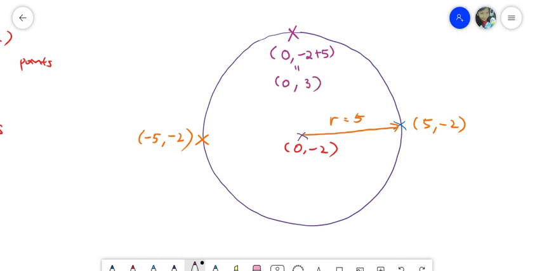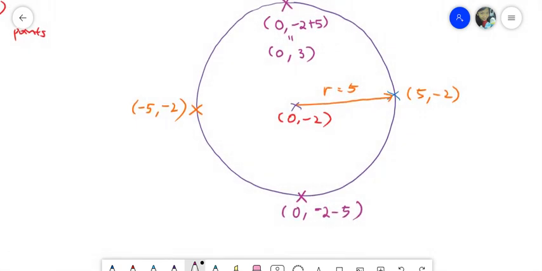If you can identify it yourself, you no need to show it, it's not a problem. You get what I mean? Like for example this point. It should be negative 2 minus 5, right? Because it's below. So negative 2 minus 5. So what you're supposed to have? You're supposed to have 0 and negative 7.